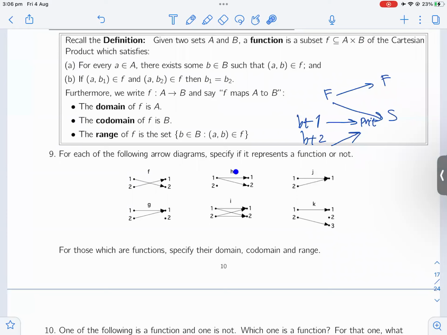Here, H: is H functioning properly? No. Sometimes it gives me 2, sometimes it gives me 1. So the programming is not right here. This one, 1, 2: you have seen that some toys have several buttons, but they do the same job. It is like this. So it's not a one-to-one relation.